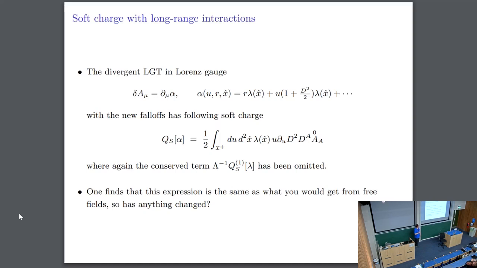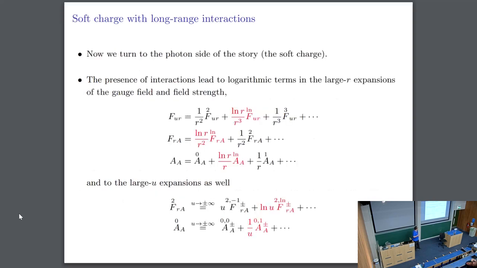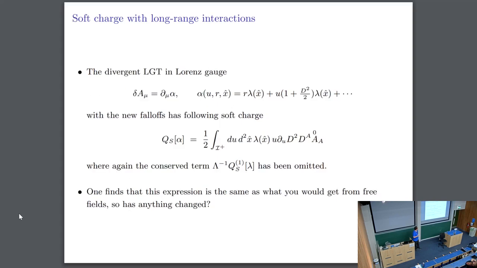We seem to have something that looks finite. And this expression actually is exactly the same as what you'd expect from free theory. If you had computed everything without these red terms, you'd still get this expression. So it looks like on paper, the log term is missing on the soft side of the story. So has anything changed?